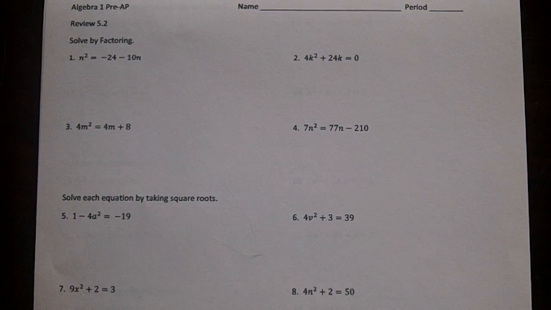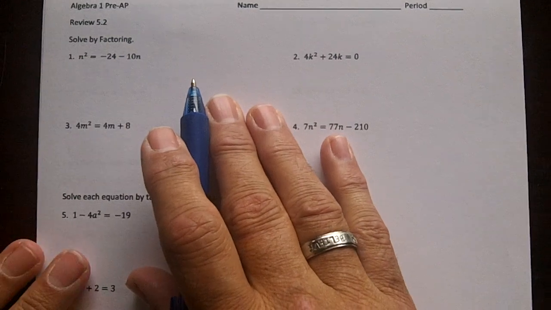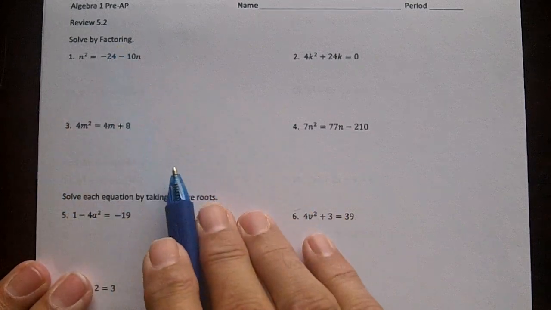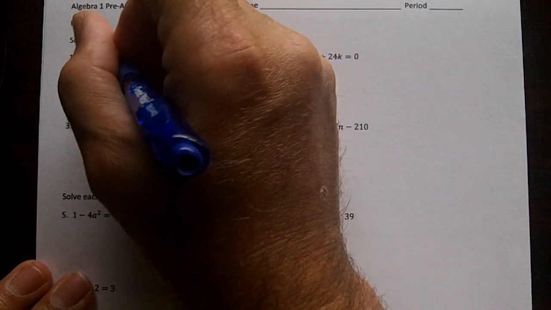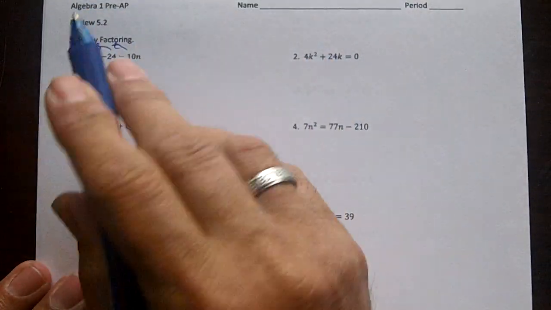Okay, this is your chapter 5.2 test. We're looking at quadratics, the second part. The first four problems we're going to solve by factoring. When you solve by factoring, you want to set the equation equal to 0. So on the first one, we're going to move the 24 and the 10n to the left.